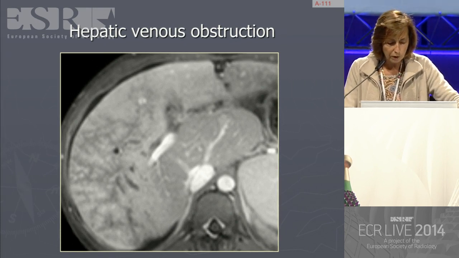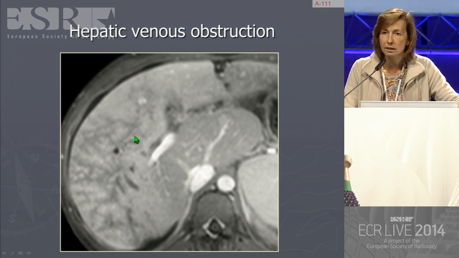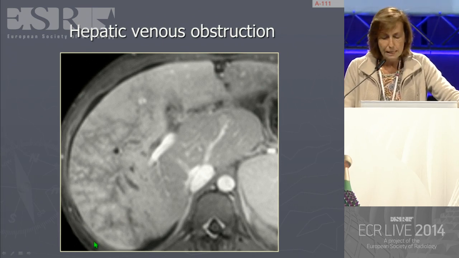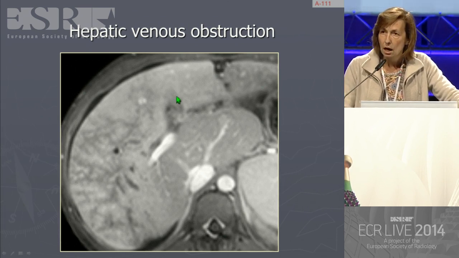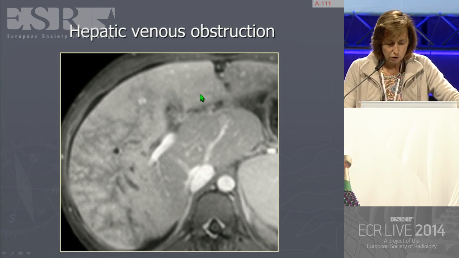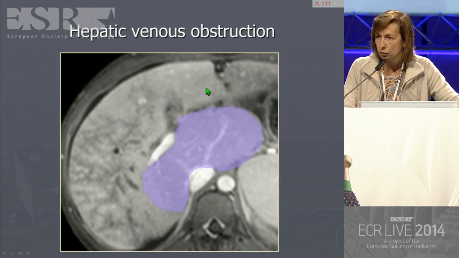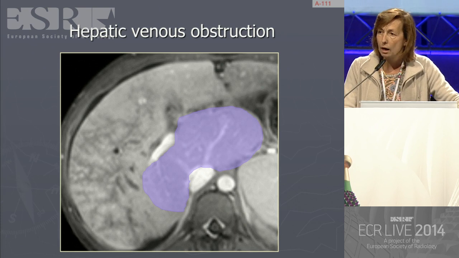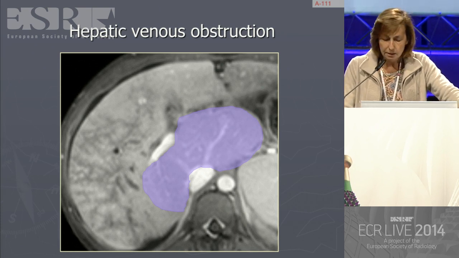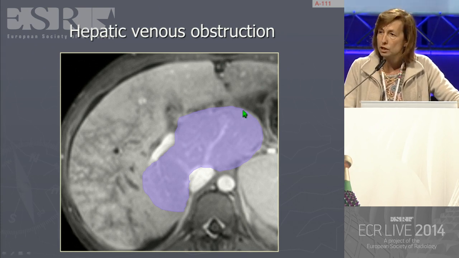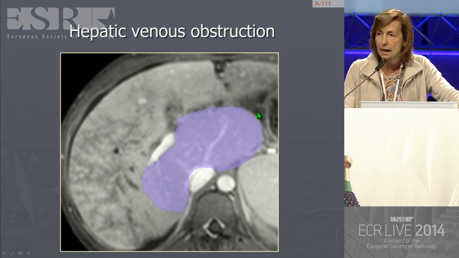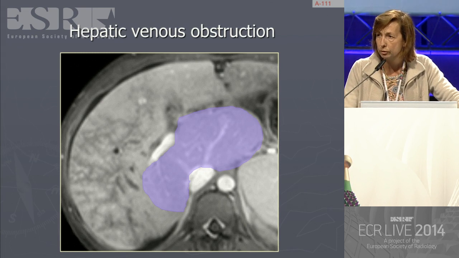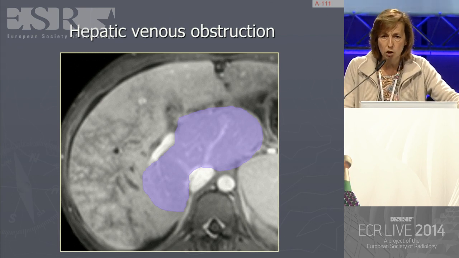And last, we also can see morphologic changes of the liver in patients with hepatic venous obstruction. This is a patient with the Budd-Chiari syndrome. You can see here imaging findings suggestive of liver congestion, which is usual, as well as striking morphologic changes with a marked hypertrophy of the caudate. This marked hypertrophy of the caudate occurs in about 50 to 70% of the cases and is related to the different hepatic venous drainage compared to the normal liver.